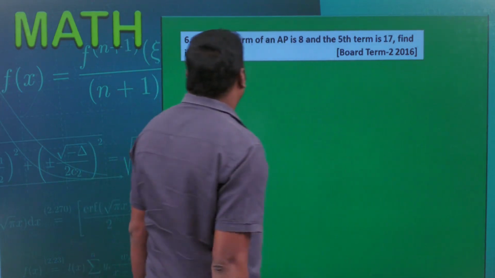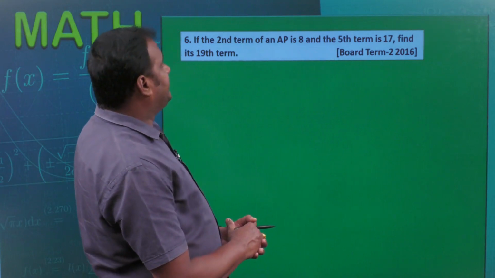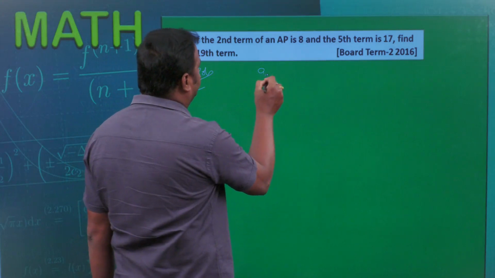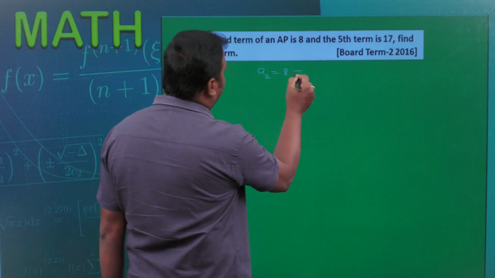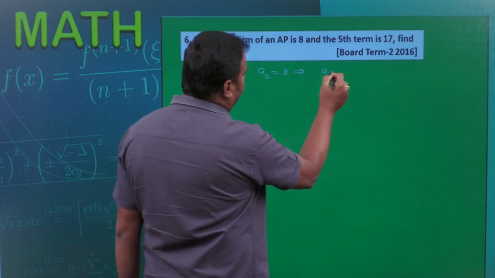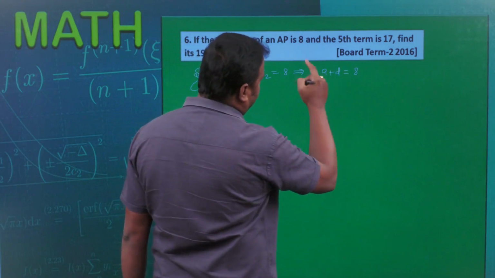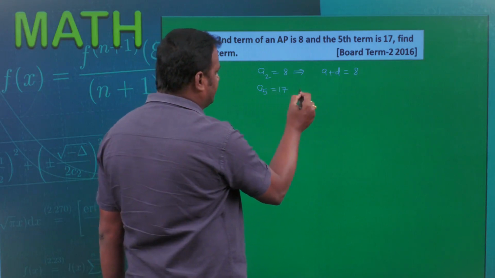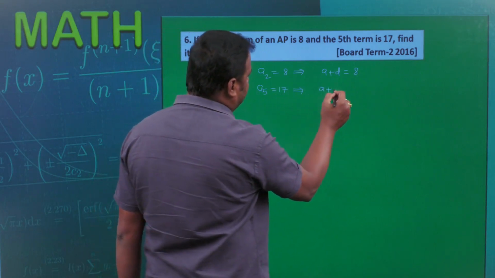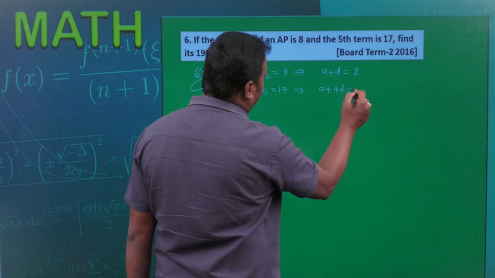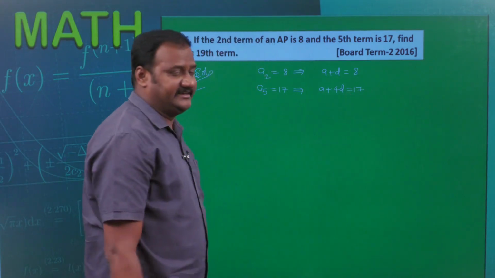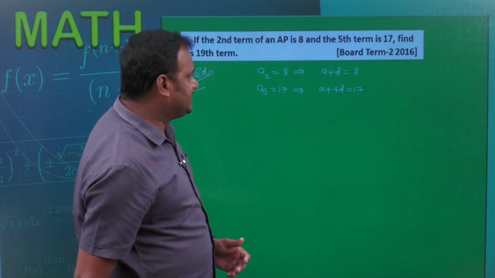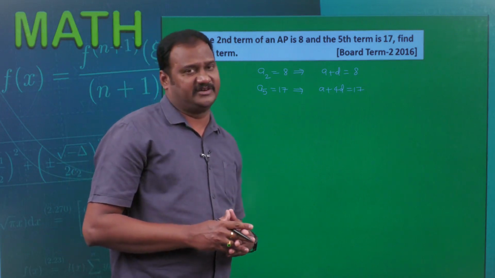Right? If the second term of an AP is 8, what is the formula for second term? A plus D is equal to 8, and fifth term is 17. A5 is equal to 17. The formula for fifth term is A plus 4D is equal to 17. Find 19th term. 19th term is A plus 18D. In order to find A plus 18D, you need to find what is A and what is D.